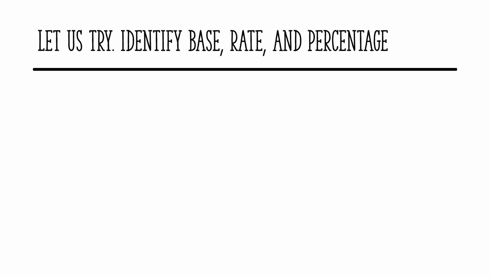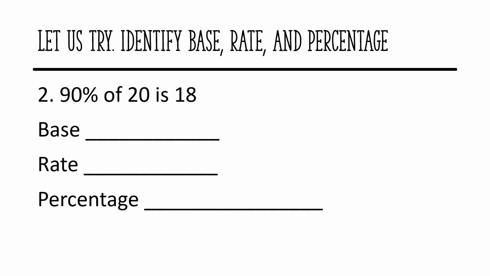Good job. Number 2: 90% of 20 is 18. Let us identify the base, the rate, and the percentage. Can you point out the base? Very good. The base is 20. How about the rate? We can simply identify the rate because it has the percent symbol, the 90%, and the percentage number is 18. Very good.